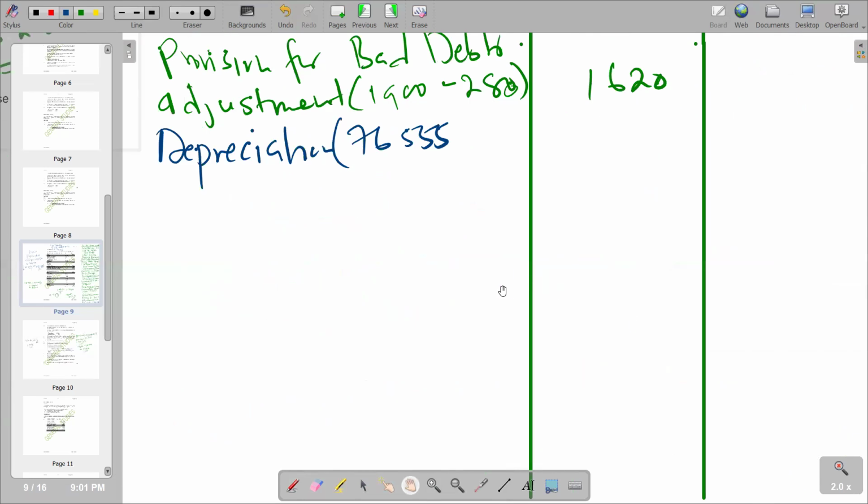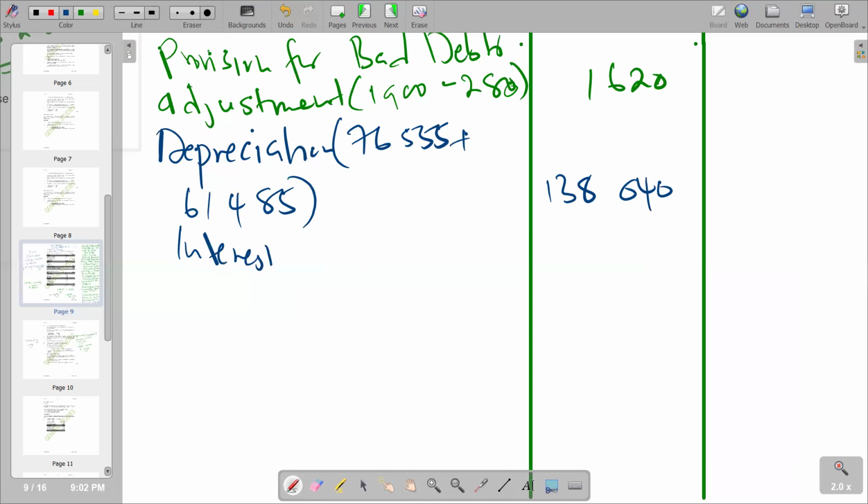So here we are saying plus 61,185, and then we get a total of 138,040. So this is the end. But we still have interest on loan to calculate, so we can just say interest.